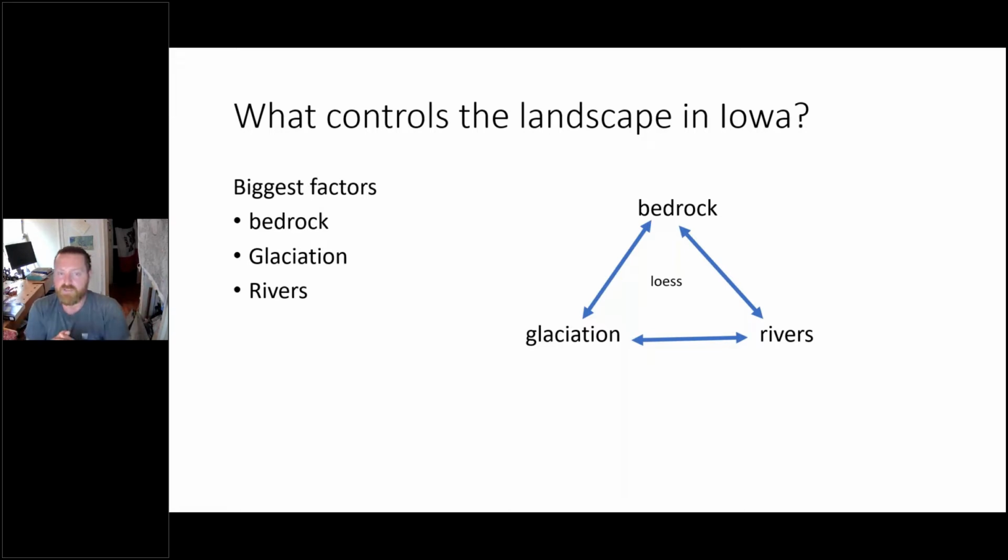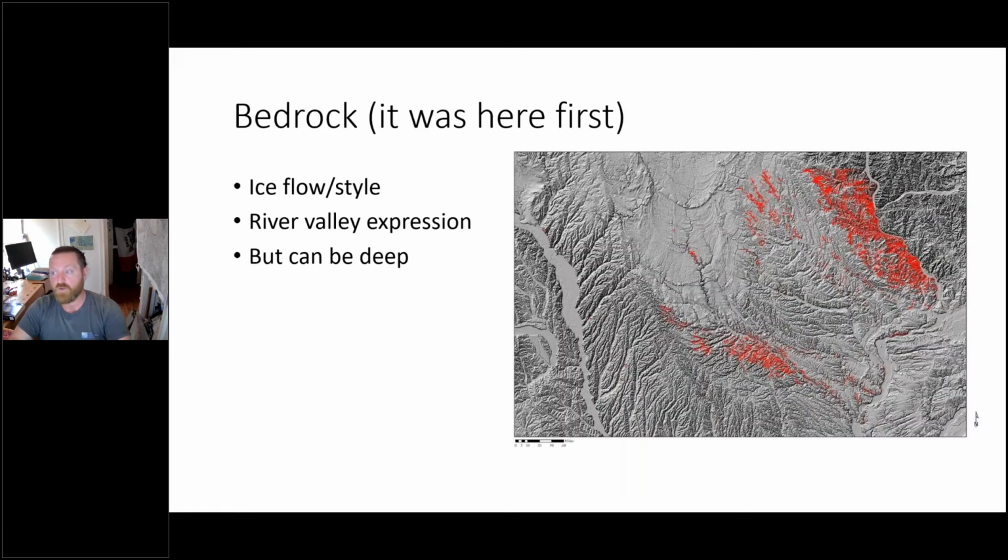And then the last piece that is not as dominant on the landscape, but is really important, is loess, wind-blown sediment derived from glacial outwash. And so this loess blew onto the landscape as the glaciers were advancing and retreating. So bedrock, we're going to get into these a little more here. Bedrock was here first, clearly, because everything is on top of the bedrock, which makes sense.